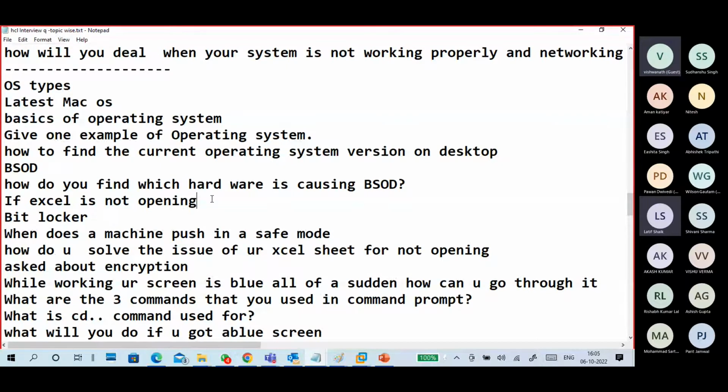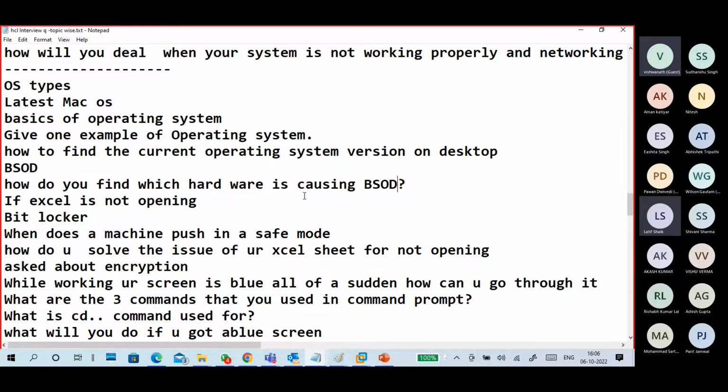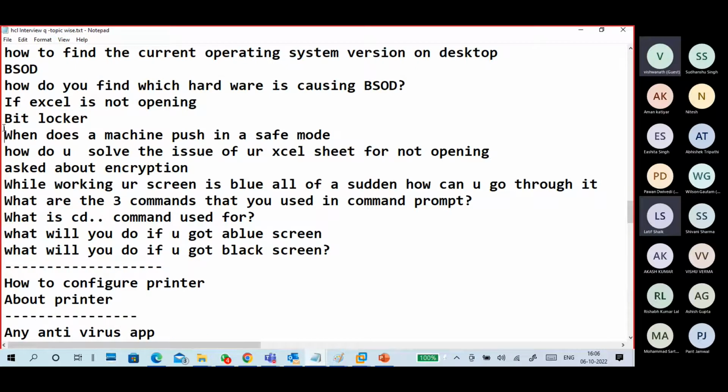Means you have to go to repair option or uninstall the MS Office and reinstall it, or go to control panel, programs and features. Go to Microsoft Office, go to repair option or change or repair option, then go to repair, then it may work. How do you find which hardware is causing BSOD? What is BitLocker? How do you boot the machine in safe mode? How do you solve the issue of Excel sheet not opening?